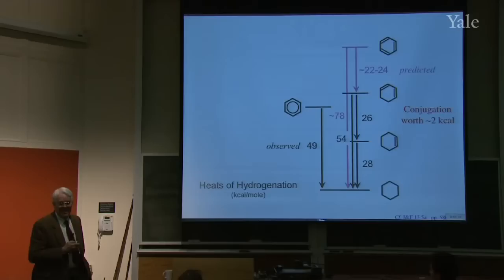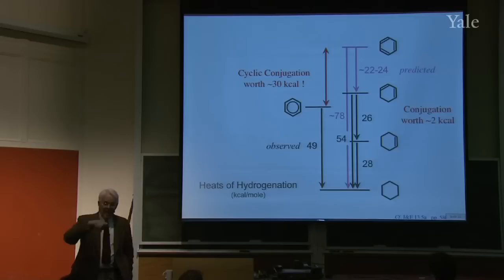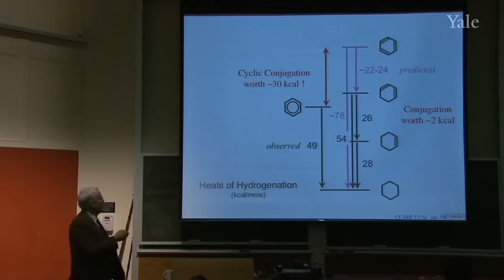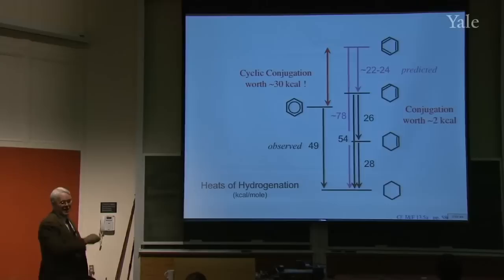49, right? So this conjugation in a ring in benzene is really worth a lot, not just a little bit more because you get the same thing on two ends, but a lot more. It's worth about 30 kilocalories per mole. Here we were talking about 2 kilocalories per mole. This is 30, so this is a big deal.